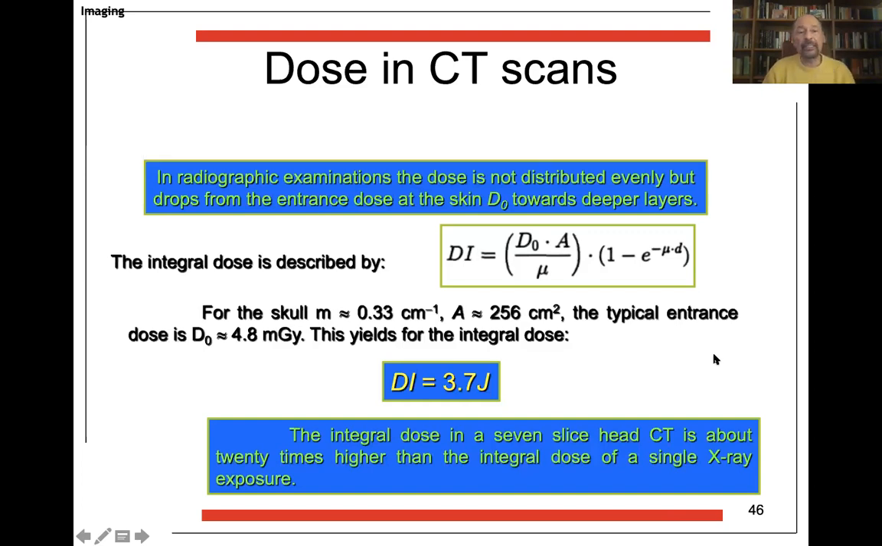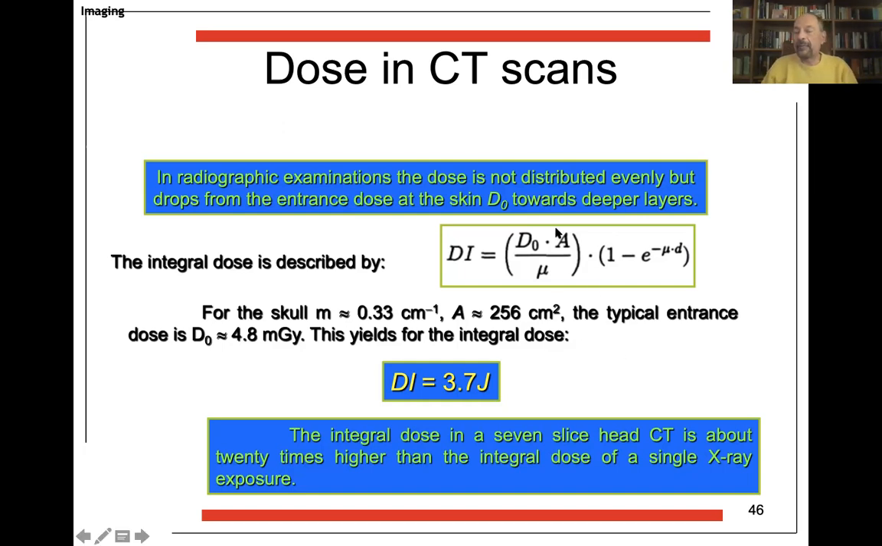So the dose in CT scan is not negligible. We are in the order of milligray, but the problem is what is called the integral dose. You get an integral dose, which depends on many factors. This integral dose depends on the area that you are irradiating, on the absorption coefficient, of course, and on the incident dose, say, the skin dose or entrance dose.